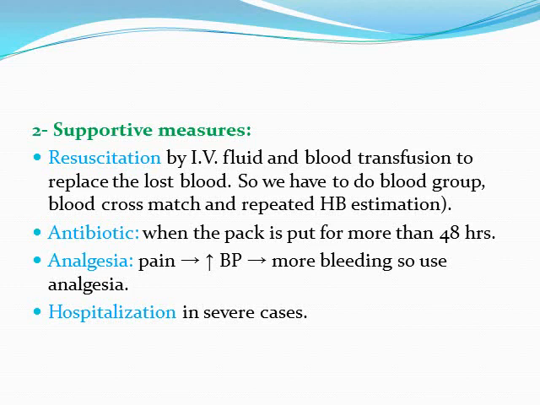As we mentioned, the first and most important thing in the management of epistaxis is to stop the bleeding. Along with the method of stopping the bleeding, we have to do supportive measures if the patient needs them, which include, first, hospitalization of the patient, done only in severe cases. Second, resuscitation of the patient by IV fluid and blood transfusion if needed. And we have to do blood group, blood cross match, and repeated hemoglobin estimation.